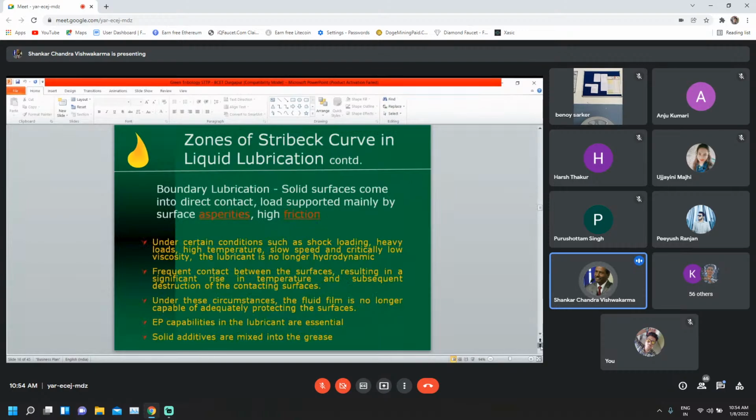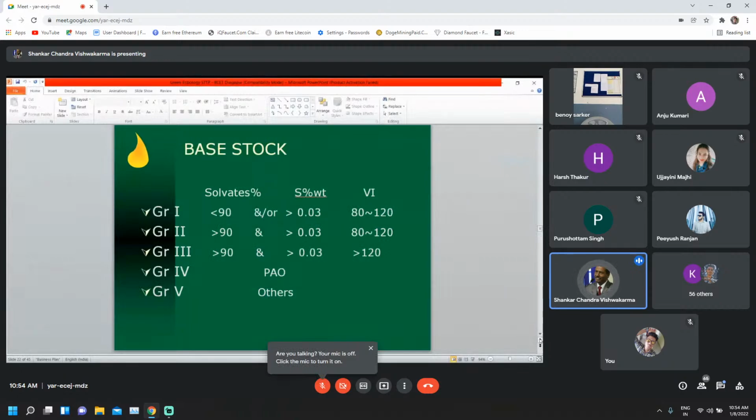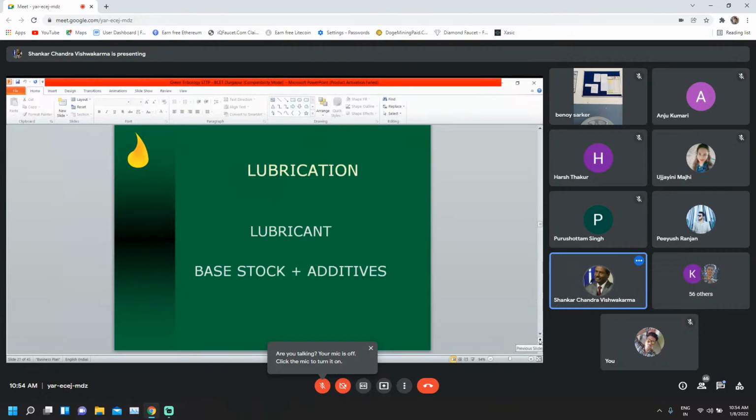Now coming to the lubricant, you must be knowing lubricant is derived from two very important things. One is called base stock, the other one is called additives. When we say base stock, it is either a mineral oil derived material, or the other one is synthetic oil. So accordingly we name the lubricant as a mineral oil lubricant or synthetic lubricant.